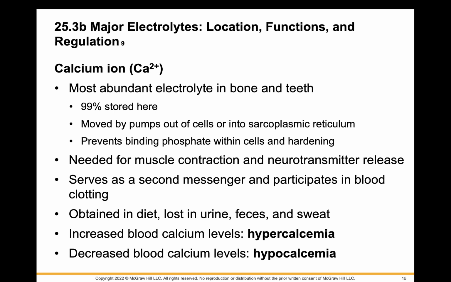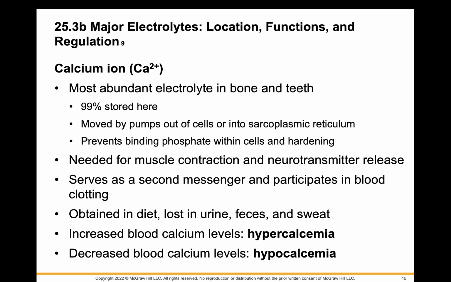Now, if we have calcium, generally when we think about calcium, the first thing that we think about are our skeleton and our teeth. That is basically where we store calcium. What we really need to be more comfortable with are the actual roles of calcium with respect to physiology. It is going to be moved by pumps out of cells or into the sarcoplasmic reticulum. Also, it prevents binding phosphate within cells and hardening.